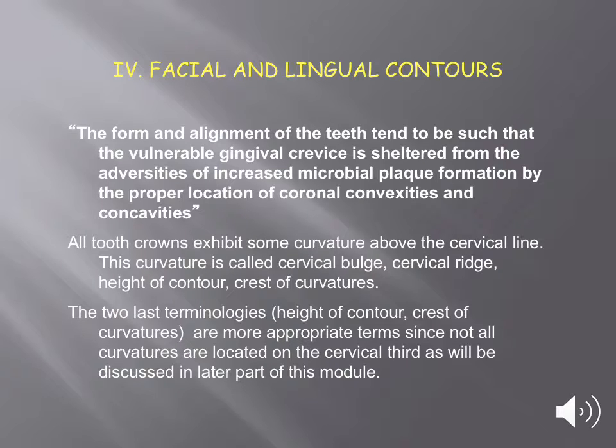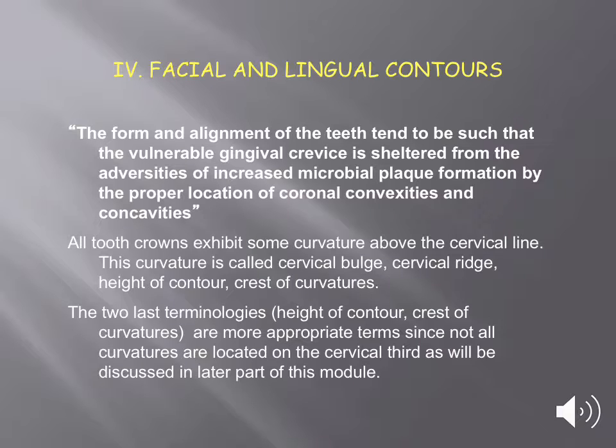That contour deflects the food from stripping the gingival crevice, thus protecting the attachment of the gingiva to the tooth from injury. Now, that is called also cervical bulge, cervical ridge, and it can also be called height of contour and crest of curvature. But as we will observe, not all of this crest of curvature is found on the cervical area.